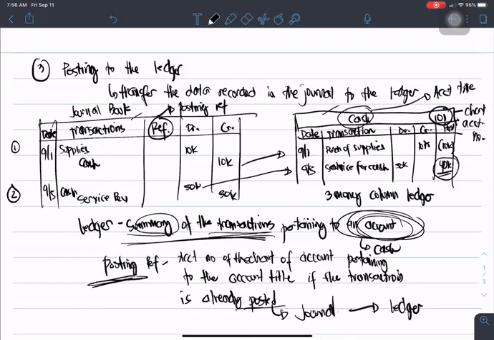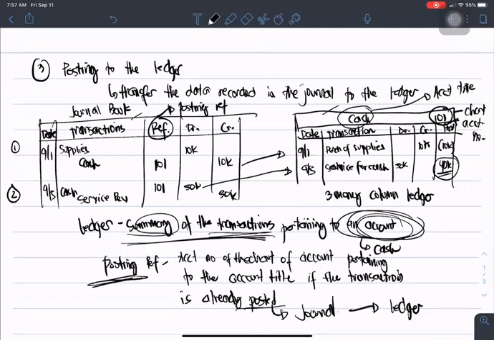So in our example, cash, did we already post it? Yes. So we can already place the posting reference. What is our posting reference? The chart account number. Our chart account number is 101, so we place here 101. How about our second one, cash? Was it already posted? Yes. Therefore, we can already place the chart account number 101. So that's how posting reference works, and how the chart of account number works together with the journal book, and how we post items from the journal book to the ledger.